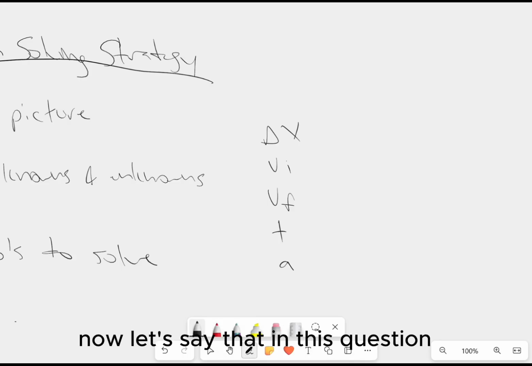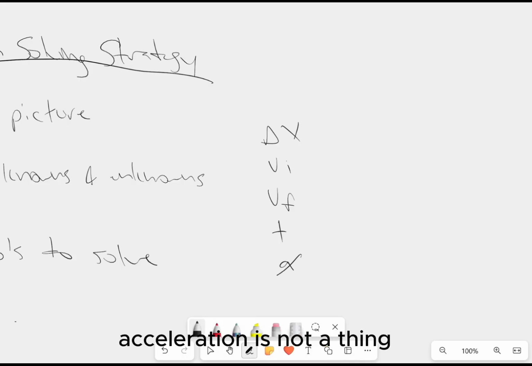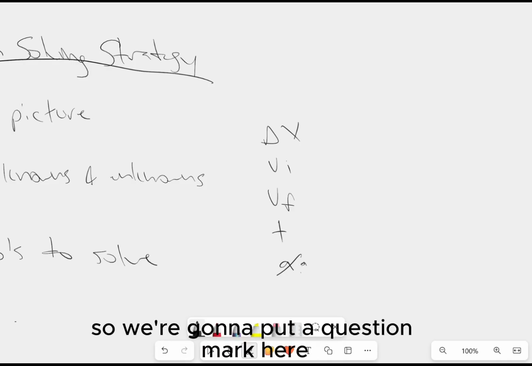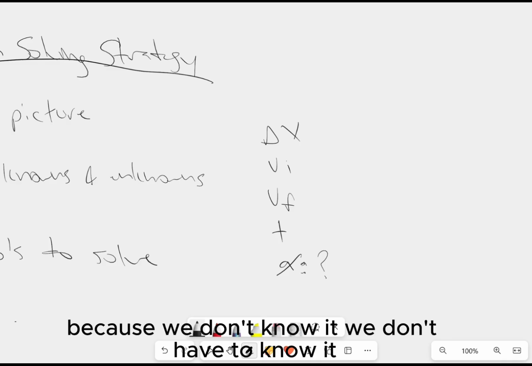Okay? Now, let's say that in this question, it's not mentioning acceleration. Acceleration is not a thing, so we can cross that out. So that's an unknown, so we're going to put a question mark here, because we don't know it, we don't have to know it.